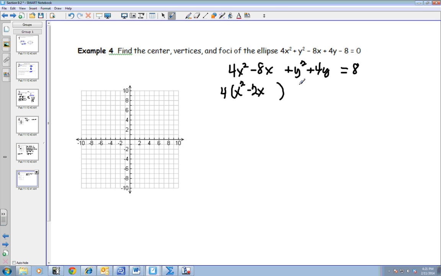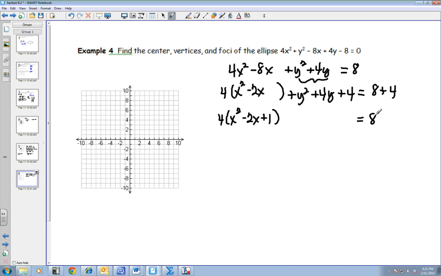Okay, and then let's go ahead and complete the square on this one. I have y squared plus 4y. Take half of my middle term, so half of 4 is 2, and square it. I'm going to add 4. Right here, I'm going to take half of 2. Half of 2 is 1. Square it, and I add 1 to both sides. But I'm really not adding 1. I'm adding 4 times 1. So 8 plus 4 times 1.